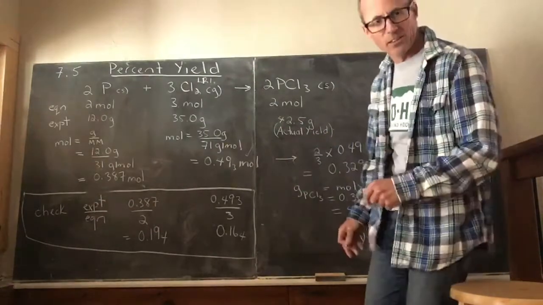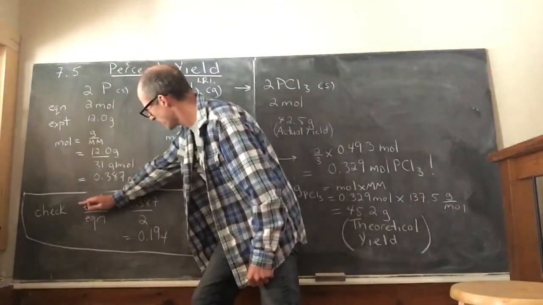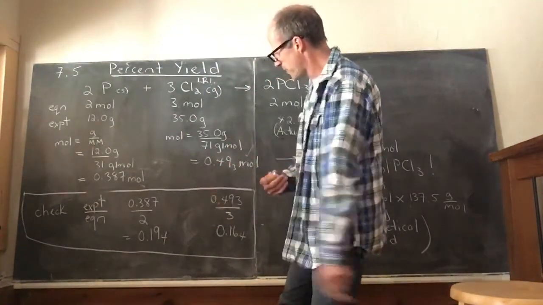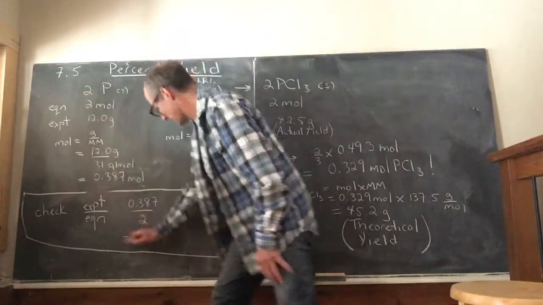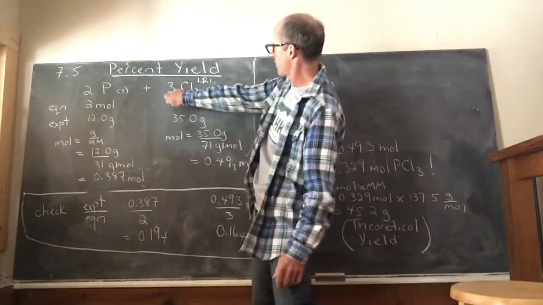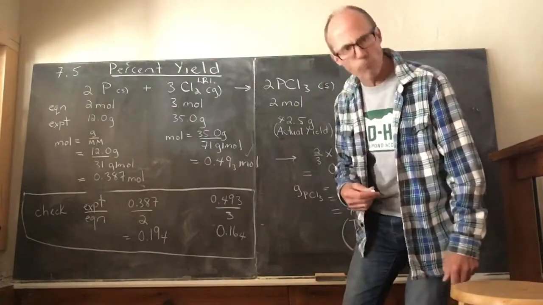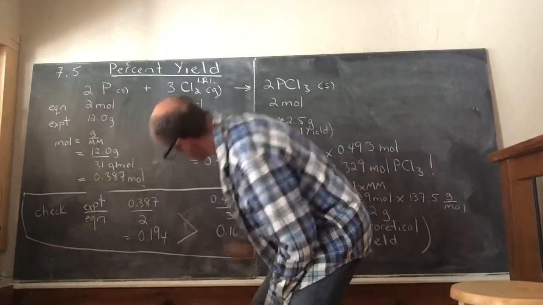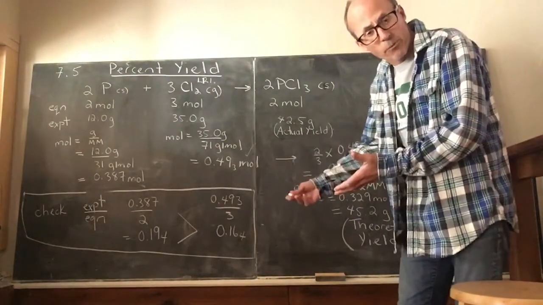So we do the handy-dandy check that I've explained to you a few times. It always involves the experimental data divided by the equation data, and then we compare ratios. So after all said and done, if we take our 0.387 divided by 2 for phosphorus, we get 0.194, and likewise if we take the 0.493 divided by the 3 moles of chlorine, we get a little bit less at 0.164 for the chlorine. What does that tell us? Well, lo and behold, it tells us that the chlorine is the limiting reactant. When it runs out, the reaction's over.